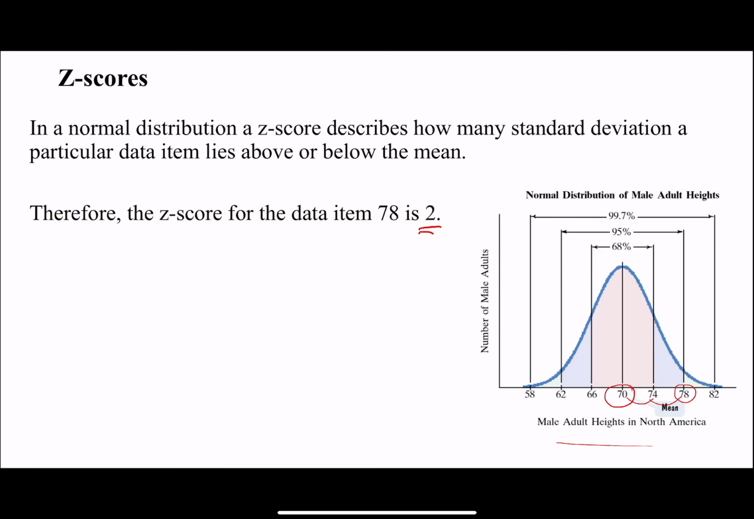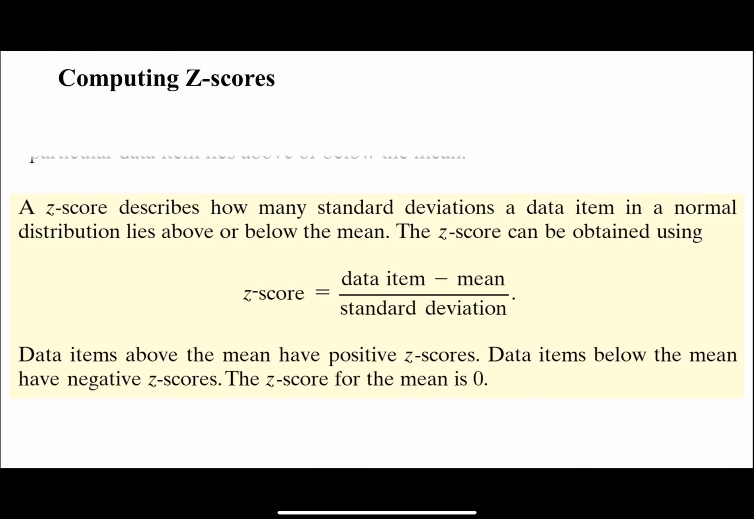Now look at, for example, 58. The mean value is 70, so 1, 2, 3. So 58 is 3 standard deviations lower than the mean value. So the z-score for the data item 58 is negative 3. Negative means that it's lower than the mean value, and 3 means it's 3 standard deviations away from the mean value.